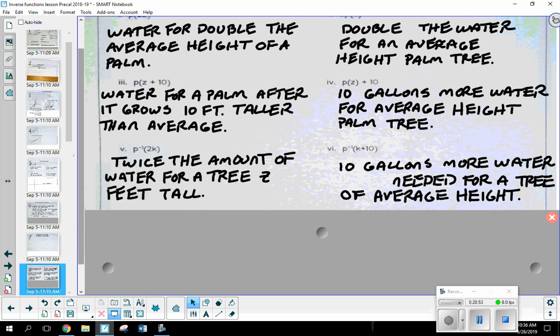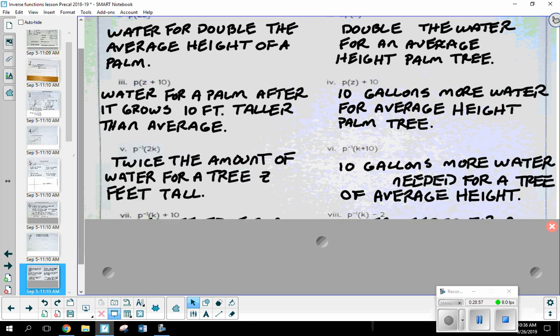Okay. We've got 2 left. All right. What do we have here? For 7, P inverse of K and then plus 10. All right. 13. Fernando. So what would you tell me P inverse of K and then plus 10 means?